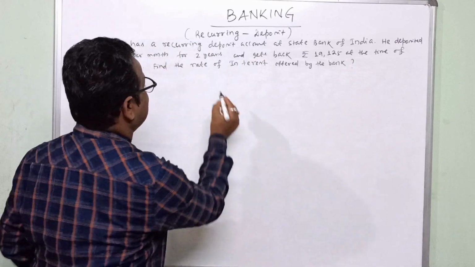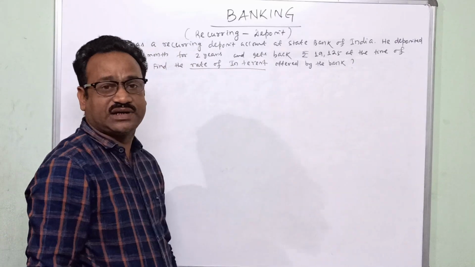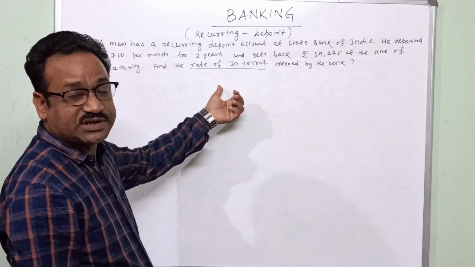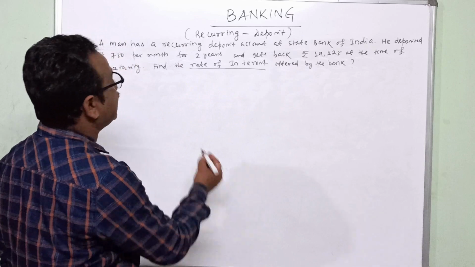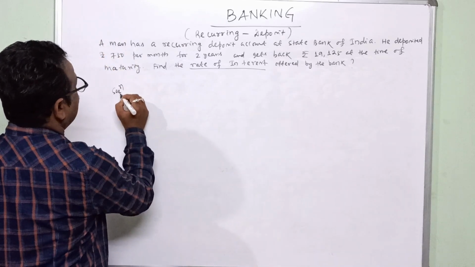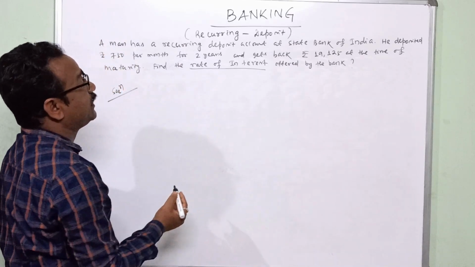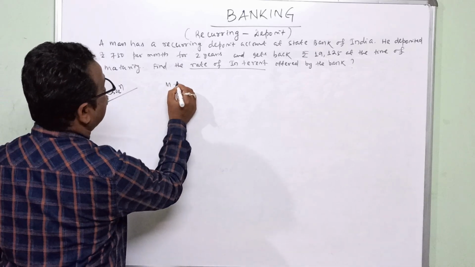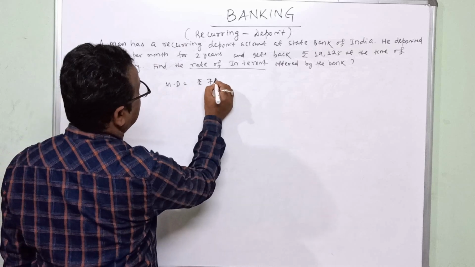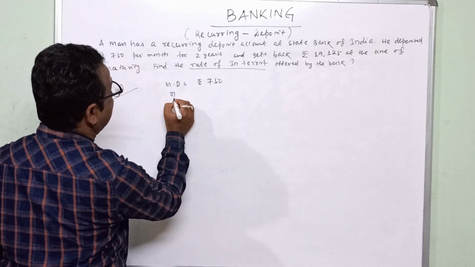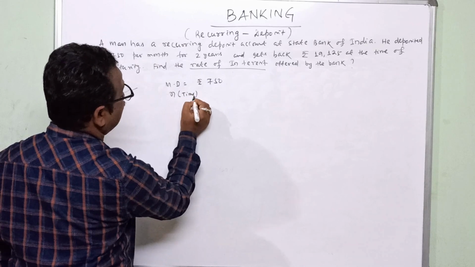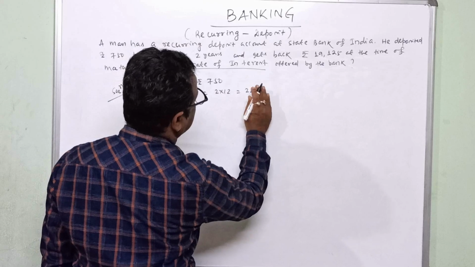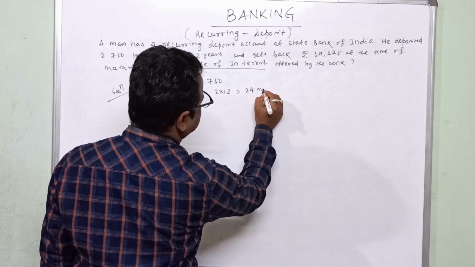So your rate of interest means interest per annum. Rate of interest per annum. Always here rate of interest means it is calculated per annum. Here data is given, the solution. What is the data? Yes, your monthly deposit is equal to rupees 750. So time n is equal to 2 into 12 is equal to 24 months. Yes, 24 months.